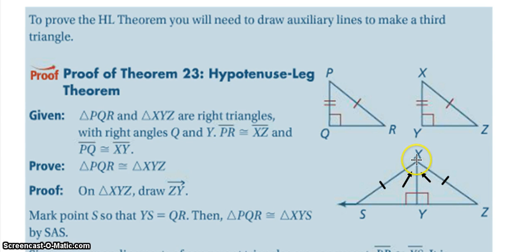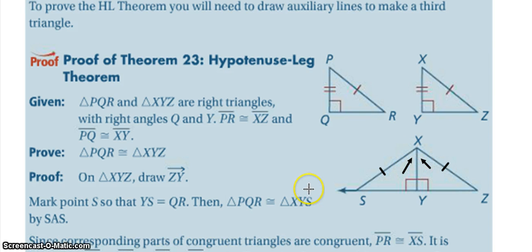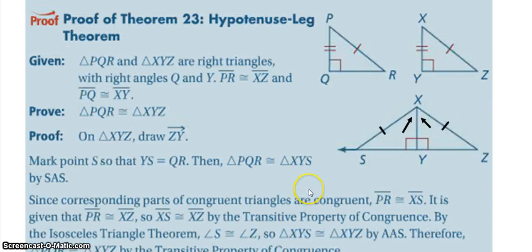Then I extend X out to S so that it's the same distance as XZ, so I know that these are congruent. And if these two lines are congruent and meet the same baseline, that tells me that these two angles at the top here at X will have to be congruent. And from there, I now have side-angle-side congruence. That is just one way to approach it.